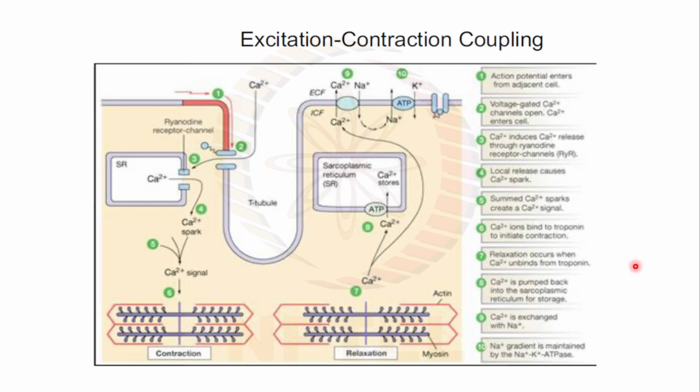The myosin heads will bind to the actin and the contraction will happen. Now, the relaxation occurs when calcium unbinds from the troponin. It will lead to the masking again of this myosin binding site on the G actin. So calcium is pumped back into the sarcoplasmic reticulum for storage. As I told you, calcium pumps are there on the membrane of the sarcoplasmic reticulum.